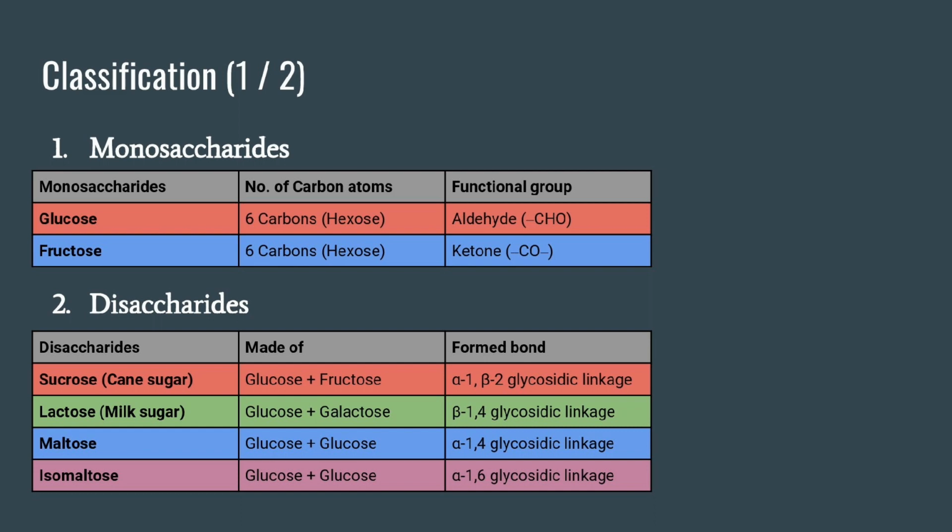Disaccharides, on the other hand, are molecules of 2 sugar units joined together by a glycosidic bond. Examples are sucrose, which is made up of glucose and fructose joined together by an alpha-1 beta-2 bond. Lactose, which is found in milk, is made of glucose and galactose joined together by a beta-1,4 bond. And finally, maltose and isomaltose, which are made of 2 units of glucose joined together by alpha-1,4 and alpha-1,6 bonds, respectively.